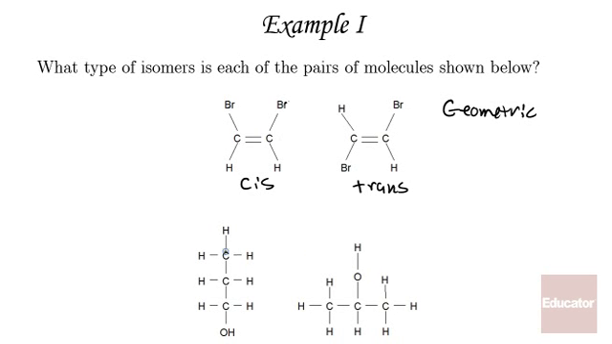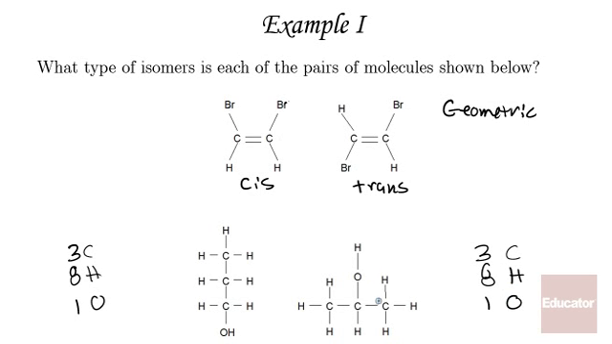The second set, I'm going to double check and make sure the molecular formulas are the same. 1, 2, 3 carbons, 1, 2, 3, 4, 5, 6, 7, 8 hydrogens. 3 carbons, 8 hydrogens, 1 oxygen. Over here, 1, 2, 3 carbons. 1, 2, 3, 4, 5, 6, 7, 8 hydrogens, 1 oxygen. So these have the same molecular formula.